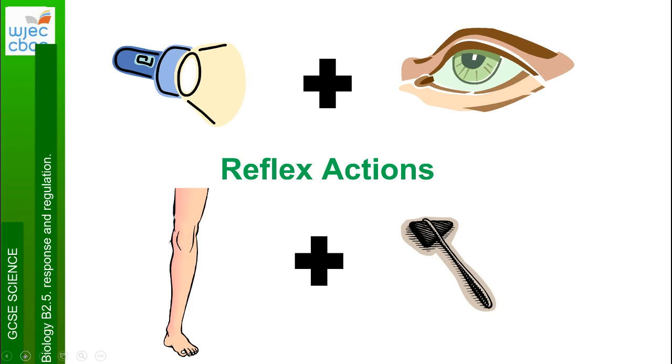So think about these responses. The pupil getting smaller, the knee-jerk response. Are you controlling these responses? And why do we have these responses? This is what we're going to be thinking about now.